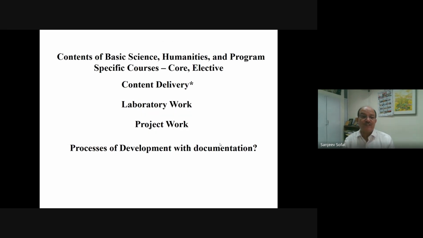So this is what we say: the content of basic humanities, program specific courses. We say core, elective, then content delivery. How exactly will it be delivered? That has to be documented. Then lab work: what sort of lab work is there? What sort of project work is there? This is what we call the process of development with documentation. You have to think about how exactly your content will be delivered.